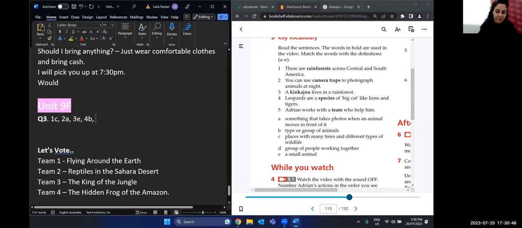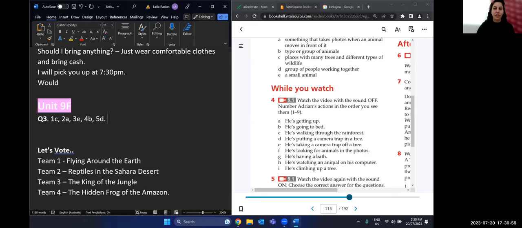5D. Good, so now we know some vocabulary. Let's watch a video about the documentary, about the image that we saw in the beginning with the ocelot in Peru, the camera trap and the photographer. Just watch it the first time. The second time, we're going to see which one happened first, number A to number F, and put 1, 2, 3, 4, 5, 6, 7, 8, 9. The first time, just watch it. Okay, so let's watch the video first.